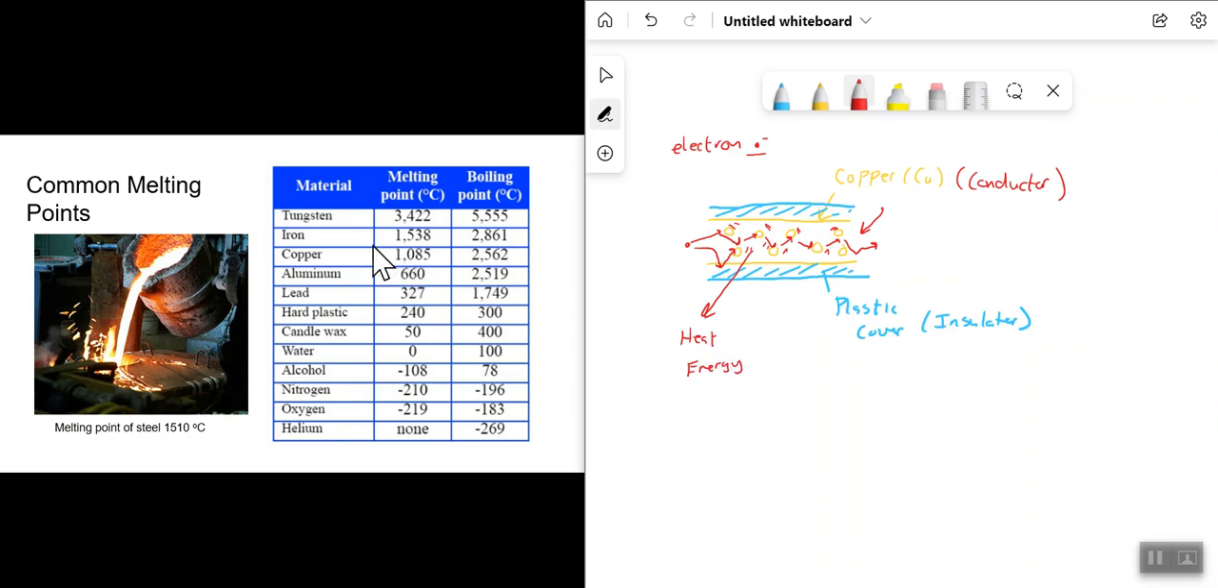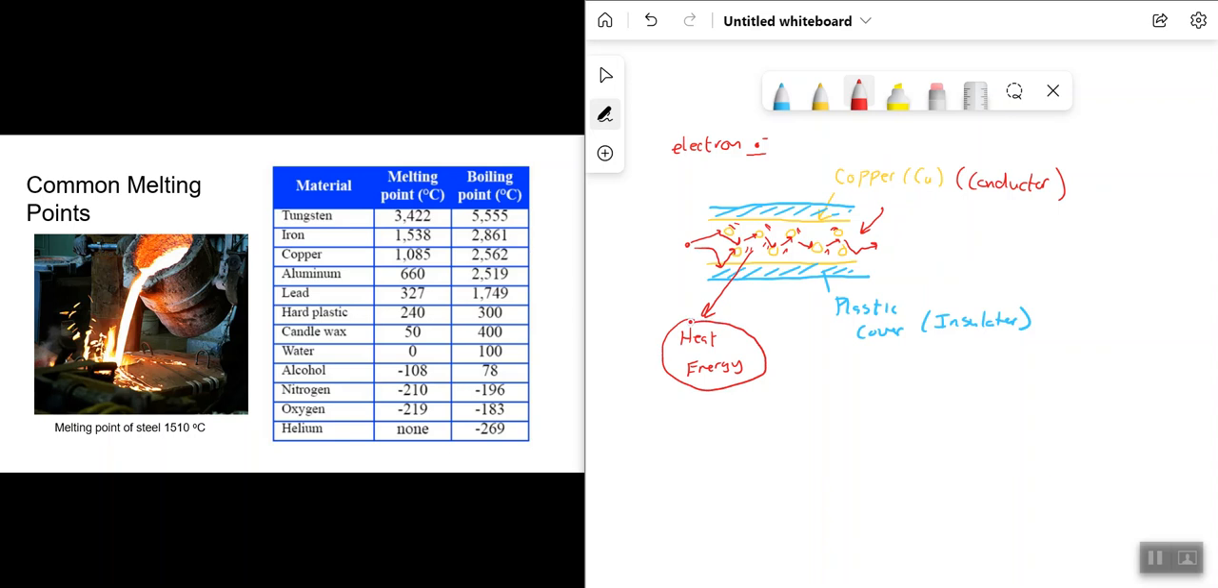And if, for example, copper didn't have such a high melting point, say it had a melting point like candle wax, what would happen is the copper would actually start to melt. So it wouldn't be very good then at conducting electricity, because when electricity moves through a substance, it generates a lot of heat.